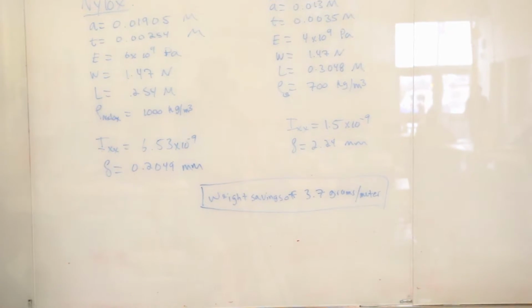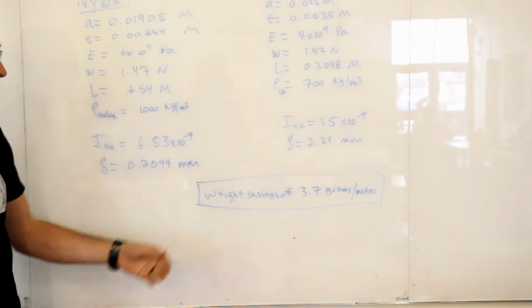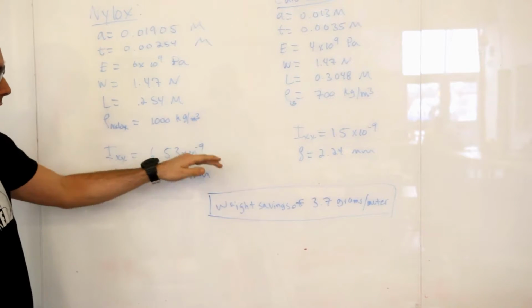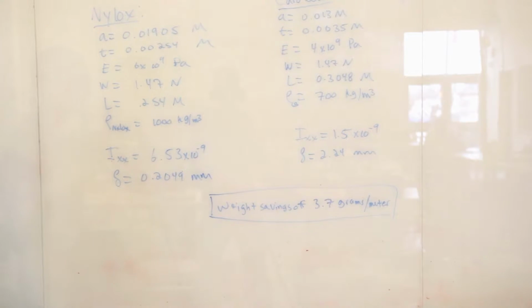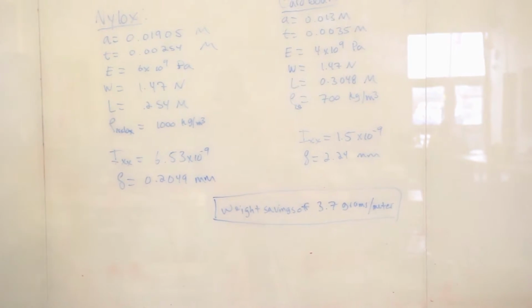So the team made the decision to go with cardboard despite this higher deflection. This deflection is still well within the range of the cardboard strength, and making this choice and using the calculations for density, we can show that we're having a weight savings of 3.7 grams per meter of wing that we're using. So this is important, and I think it's going to help with the flight model in the long term.